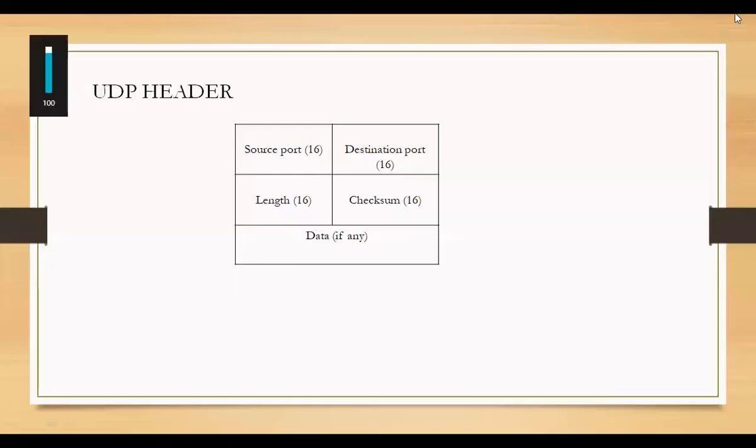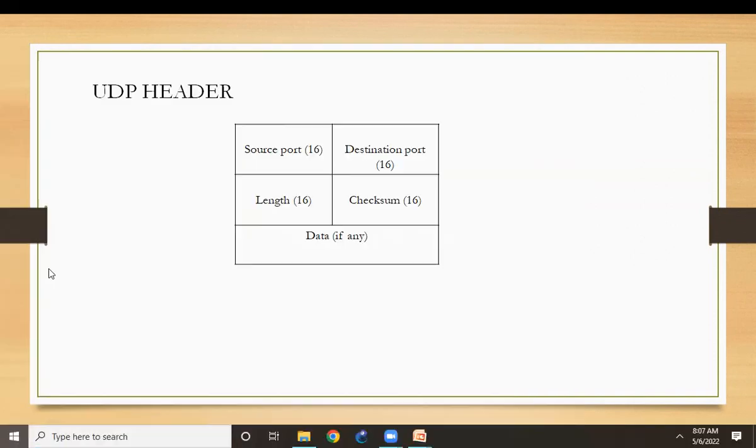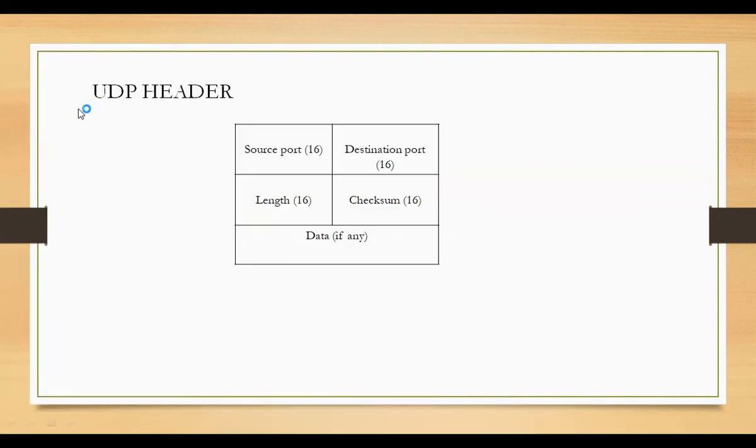Okay. So guys, now we are going to discuss the UDP header. Can you see at the back? Rajesh? Fine, right? Okay. So now, the UDP header doesn't have many things here. It just has 4 or 5 things.